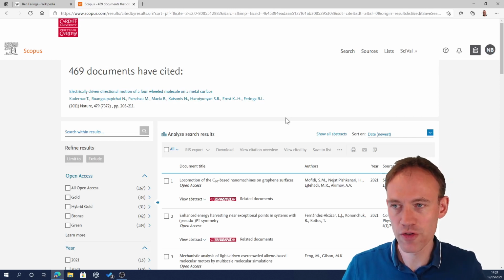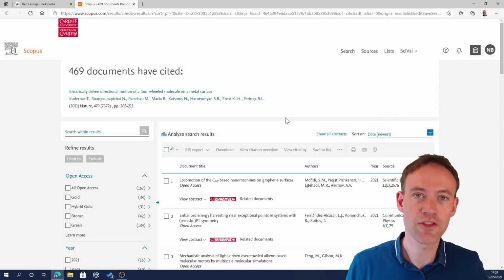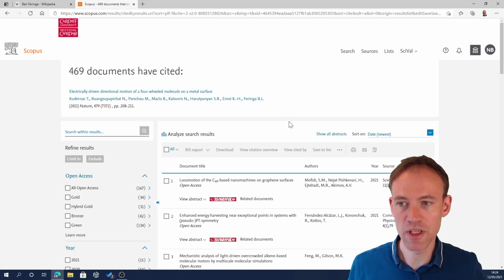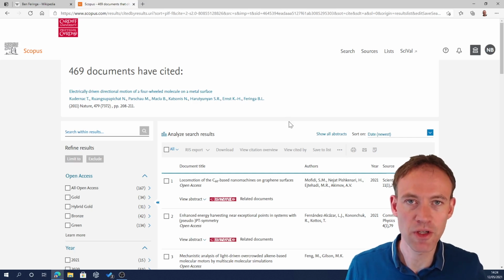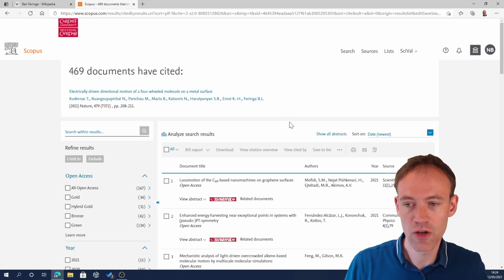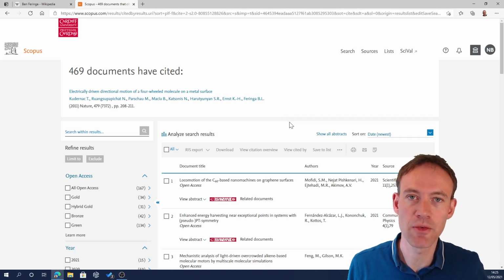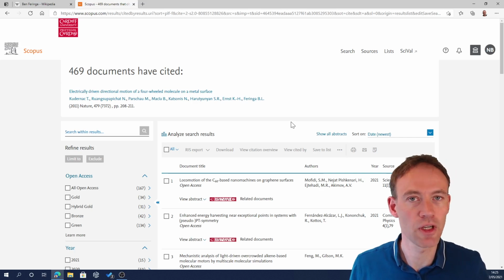So if I now click the cited by number, what happens is that you get a list of all those research papers that have cited Professor Feringa's paper. So this is immediately going to be a very interesting list of papers, because they're all going to be interested, or at least they have a reason to cite the nanocar, and that is potentially because these people are interested in molecular machines as well.